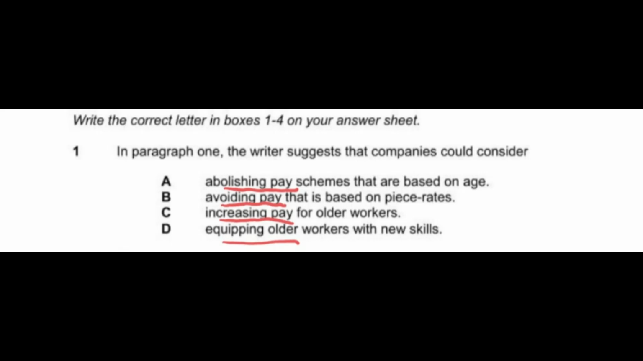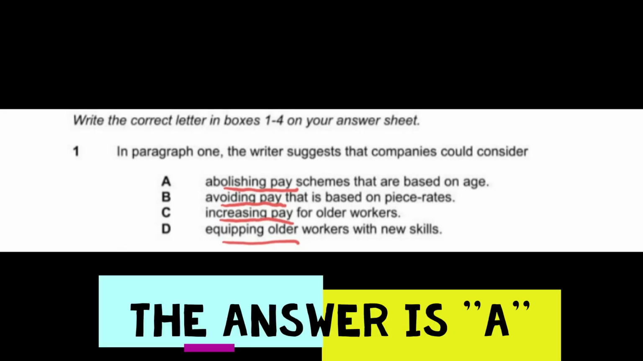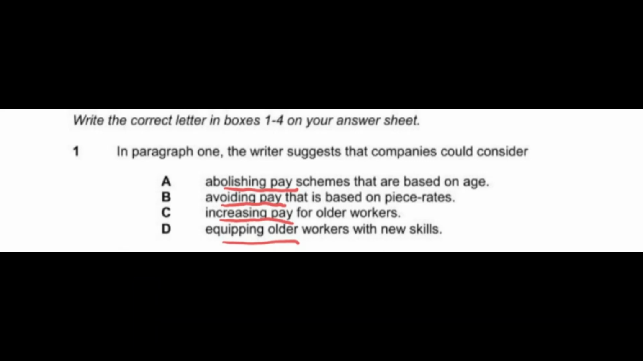Then I go to my passage. I'm trying to look for where they talked about increasing pay. I didn't hear anything like that. Okay, they didn't say anything about increasing pay here. Okay, so now our answer is abolishing pay. So this is how you do that. It might take long because I'm trying to explain everything for you people, but trust me, as I'm doing it, it's so easy. As you are doing it, it's so easy. Okay, so the answer is abolishing pay schemes that are based on age.